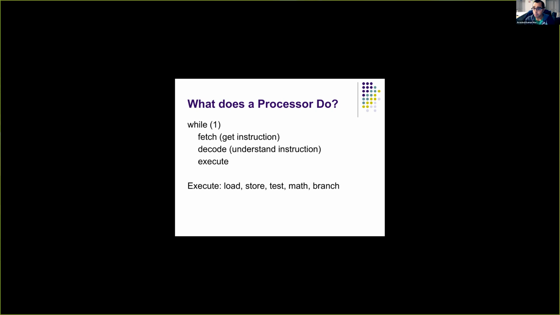Okay. Examples of instructions are load, store, test, branch, and so on and so forth. If you have taken any assembly language course, or if you have looked into some assembly, you can see that each assembly instruction defines the semantics, which says what the processor is meant to do for each instruction, right? And the processor just follows this while loop, fetching an instruction, decoding and executing.